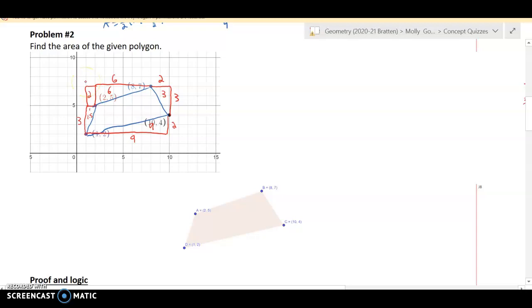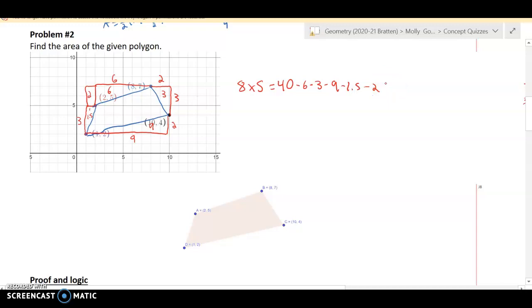And we know that the side lengths of the rectangle is 8 times 5, which equals 40. And we're going to use that because that's the area of the whole big rectangle, and subtract all the small areas. So that's -6, -3, -9, -1.5, and -2.